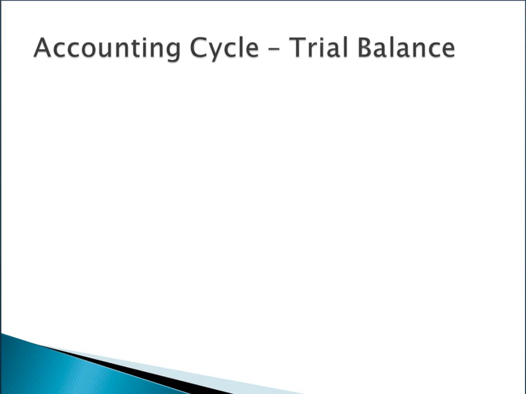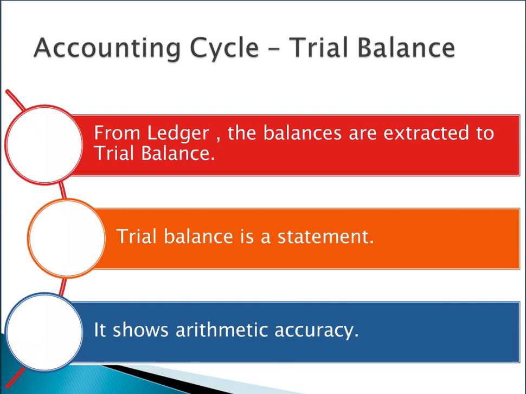So in the accounting cycle, the next step is the trial balance. We started with the transaction. Transactions were recorded in the journal, then the ledger. So now we know we have made a number of entries in the ledger. To check the mathematical accuracy, we have to prepare what is called a trial balance. So from the ledger, the balances are extracted. So it's called a trial balance.